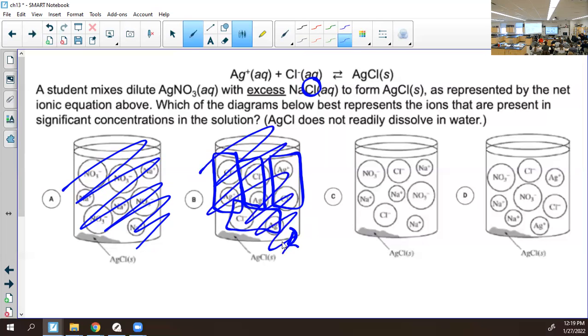Okay, who thinks it's C? Raise your hands. Okay, that is the correct answer. So that's good. It made a precipitate. It had excess chlorine. All right, Na and NO3 are spectator ions, and so they have to be there too. But it has no Ag. That's the other major thing.